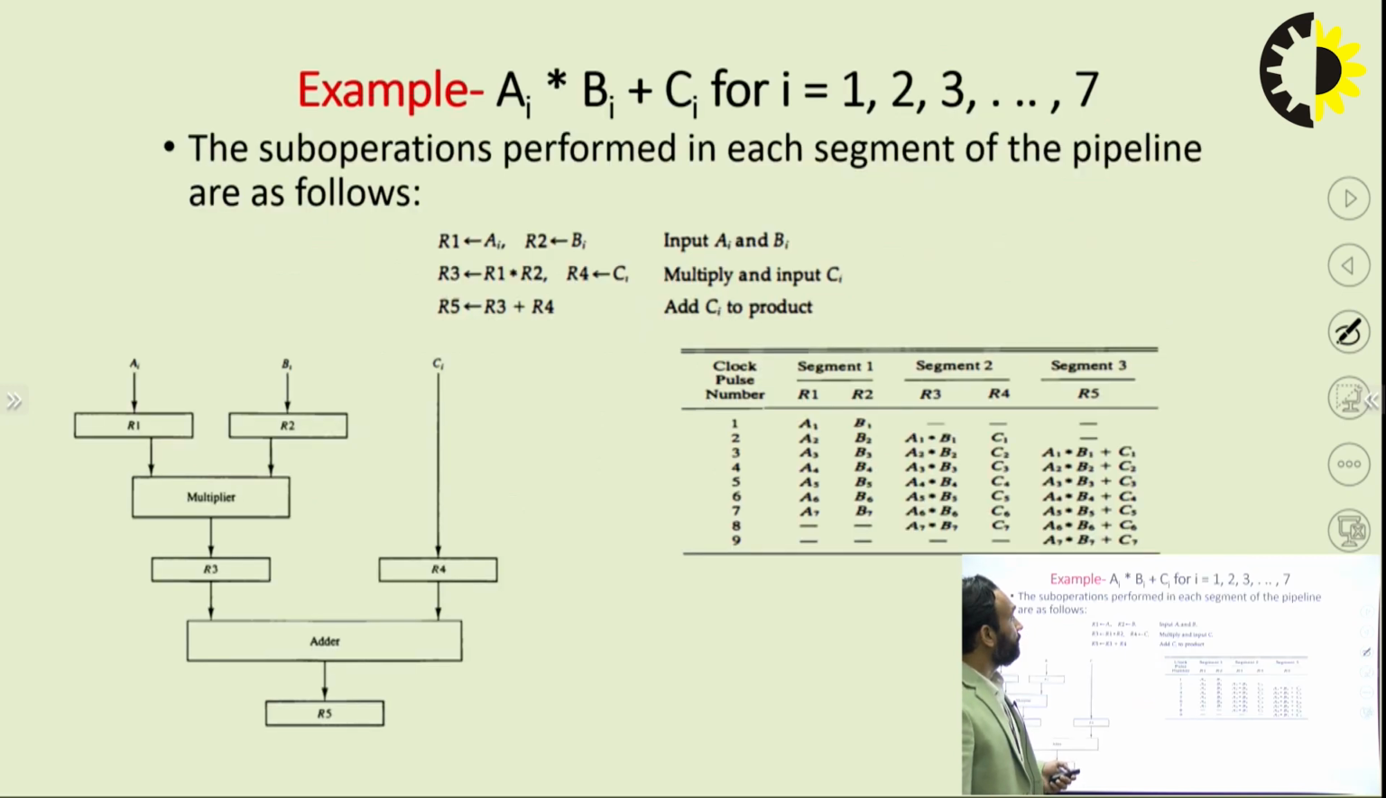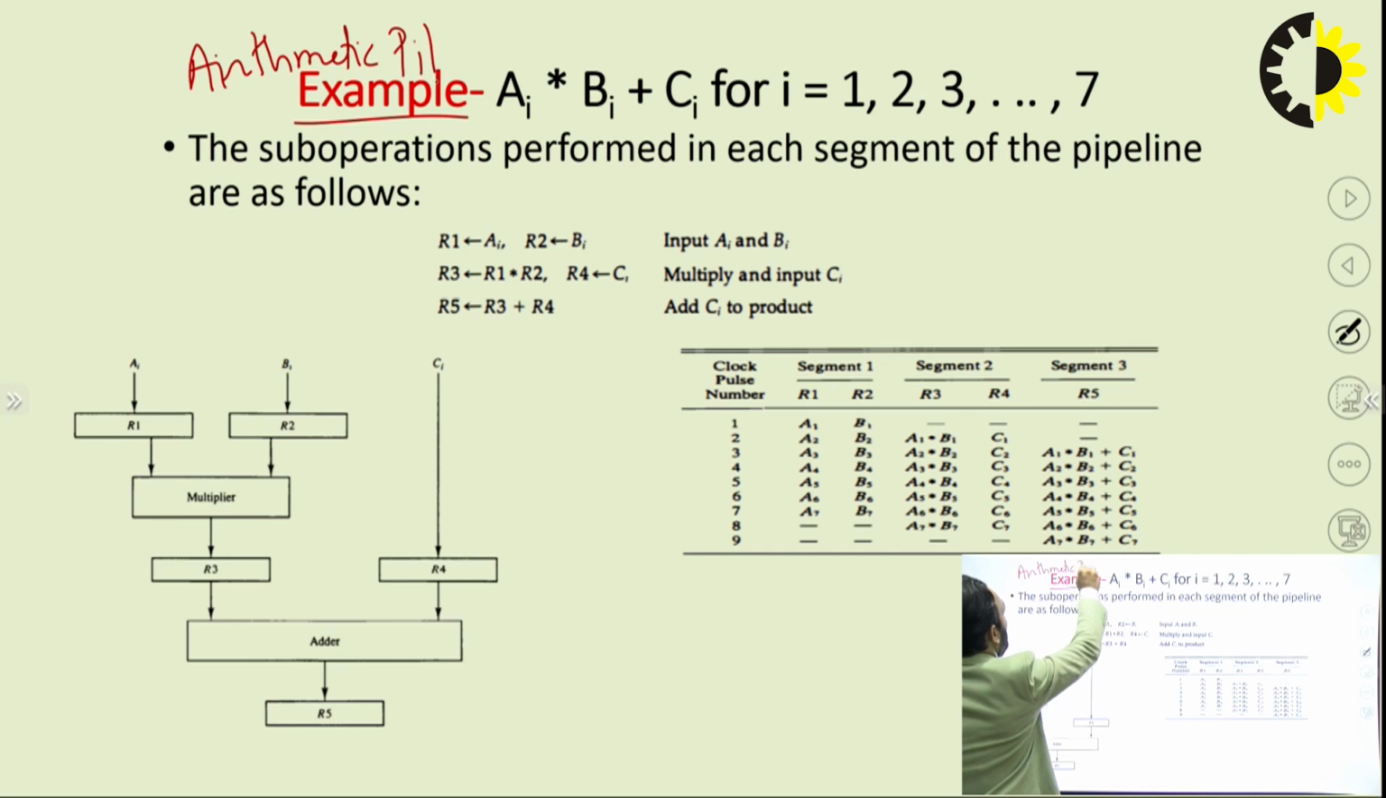Now we have an example of arithmetic pipelining. What is arithmetic pipelining? As I said earlier, it covers the operations executed within the ALU, especially calculations, whether addition, multiplication, subtraction, and so on. These operations are solved with the help of arithmetic pipelining. How it is executed and how it works, we will understand with the given example.